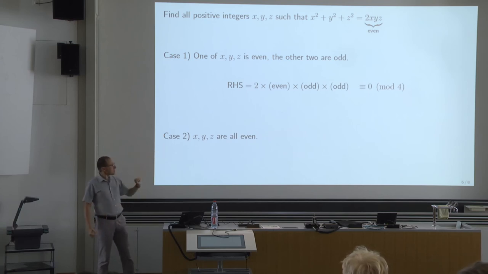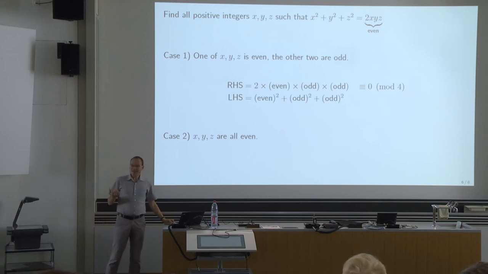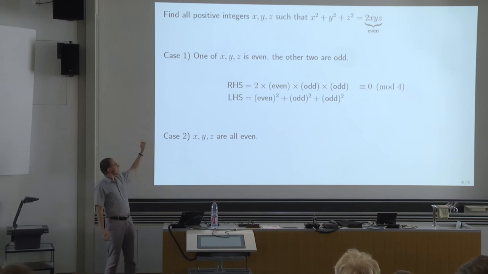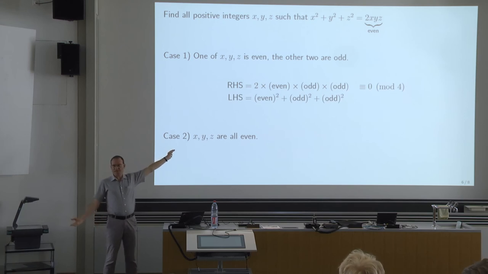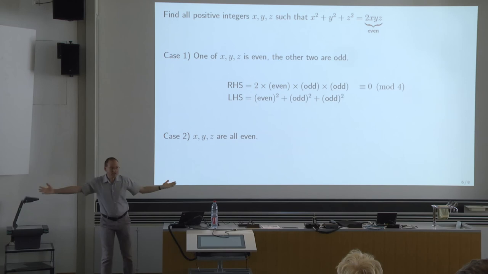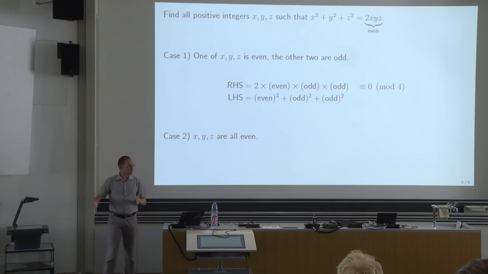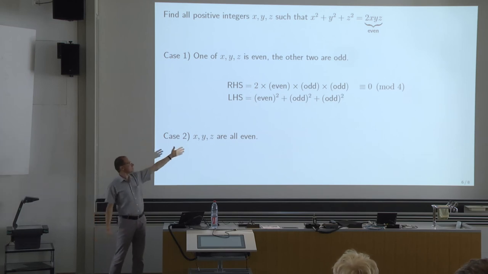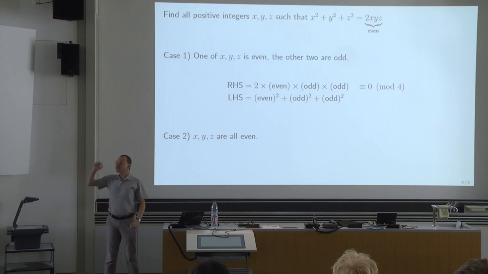Now, the right-hand side is 0. And as you say, the left-hand side has 1 square even and 2 odd. If you only look at it from the even-odd perspective, well, you would say this is 1 even and 2 odd. It will be even. But think about it mod 4, yes?